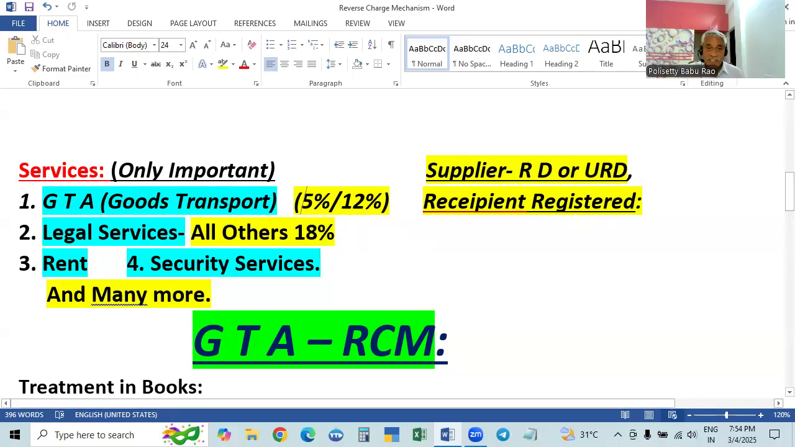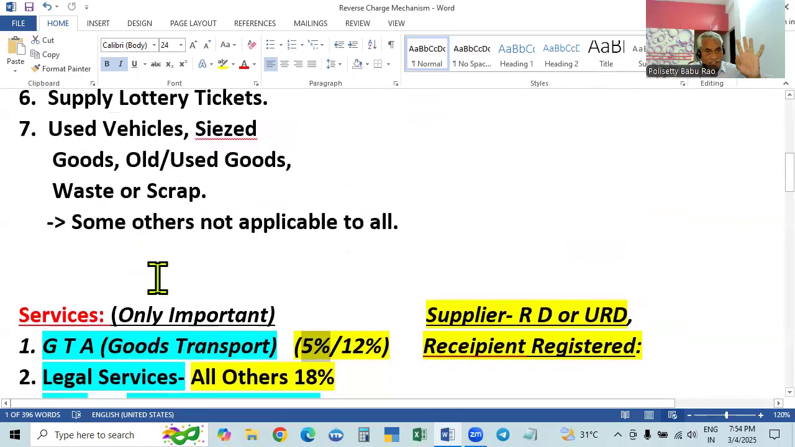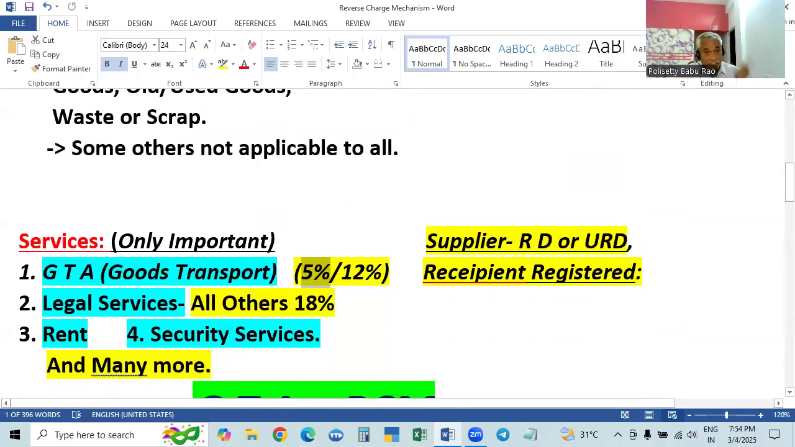Okay, so the recipient is liable to pay the 5% GST directly to the government, and he can claim the ITC immediately. This is about goods and services. But in the case of GTA, registered or unregistered, this is applicable.